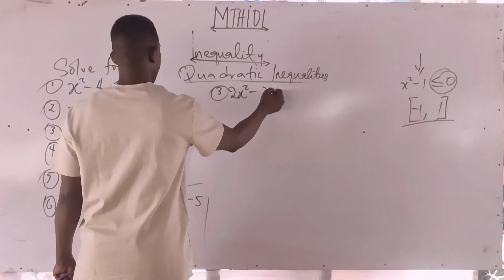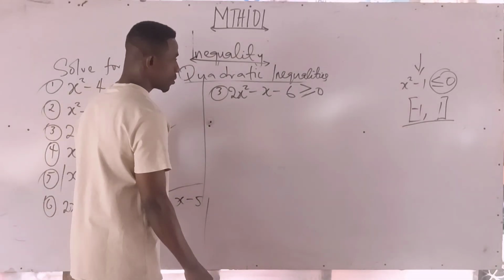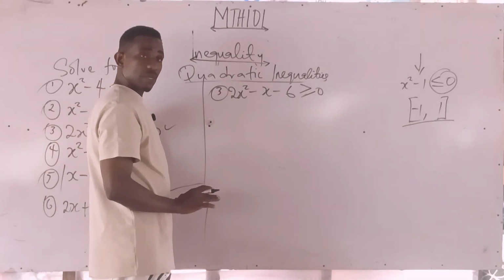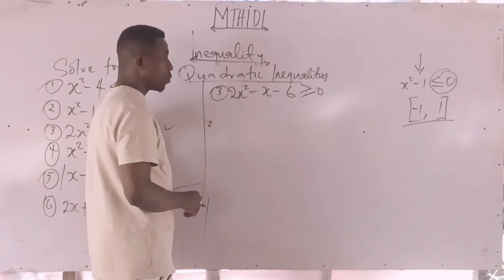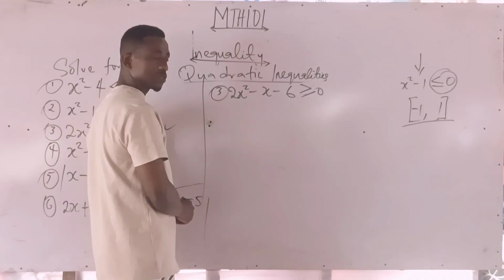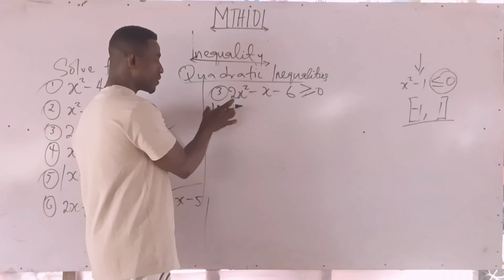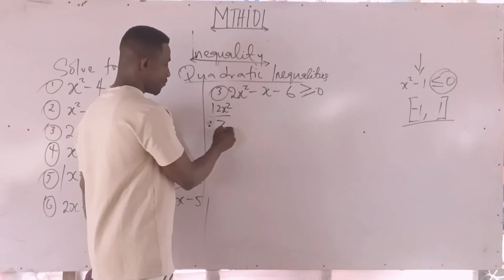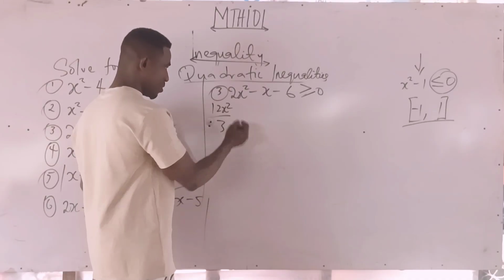2x squared minus x minus 6 greater than or equal to 0. So what will you do? This is a complete quadratic equation. All the terms are here, right? So in this case, what will you do? 2 times 6 is 12, you write 12x squared. Abi? Good. What are the factors of 12? If you subtract them, you get minus 1. 3 and 4. 3 minus 4 will give us minus 1. Abi? Good.